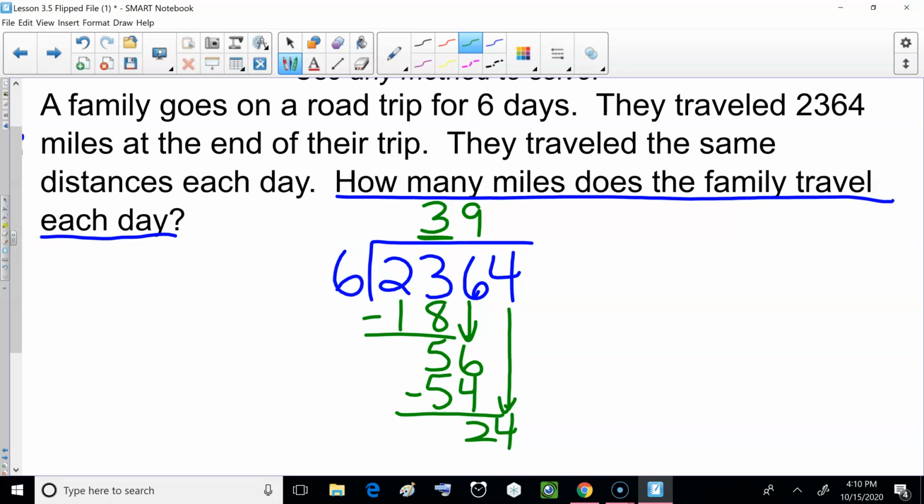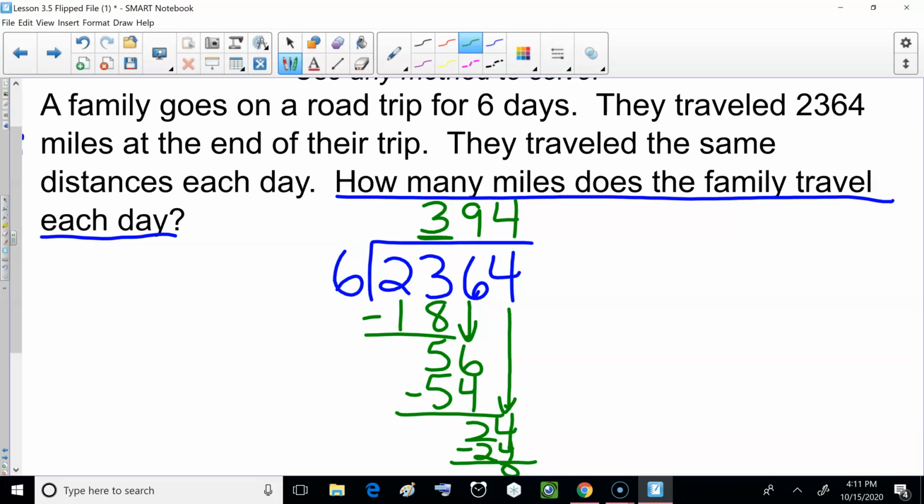I get a 4. 6 is going into 24. Well, 6 times 5 is 30. That's too many. 6 times 4 is 24. Wait, 24. Perfect. 6 times 4 is 24. I'm going to subtract and get 0. I have nothing to bring down. I have 0, so I don't have a remainder.